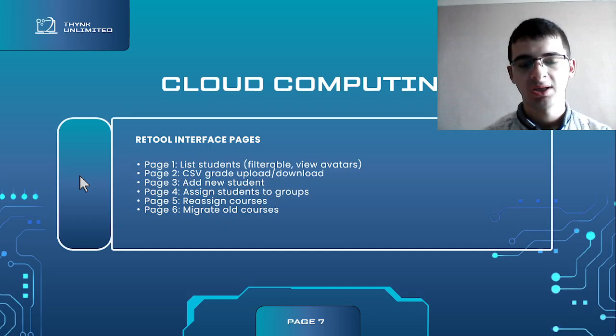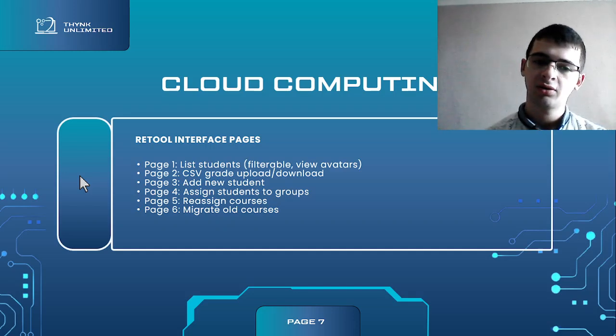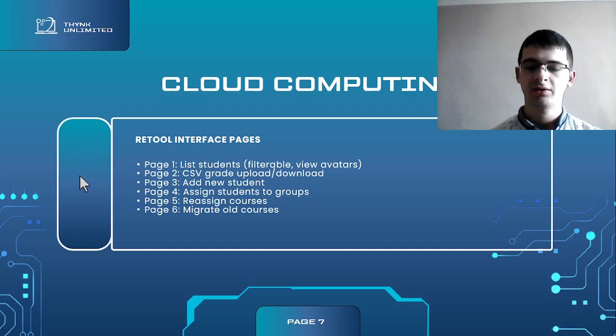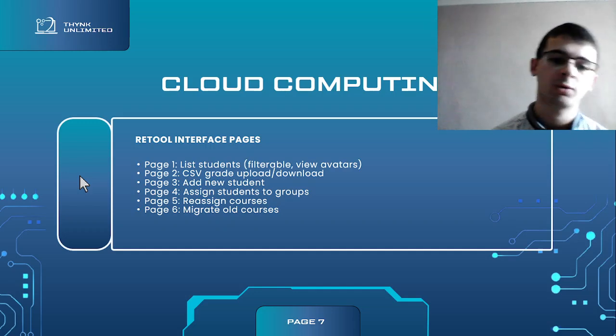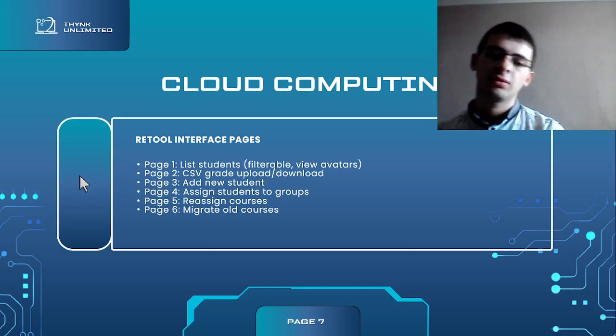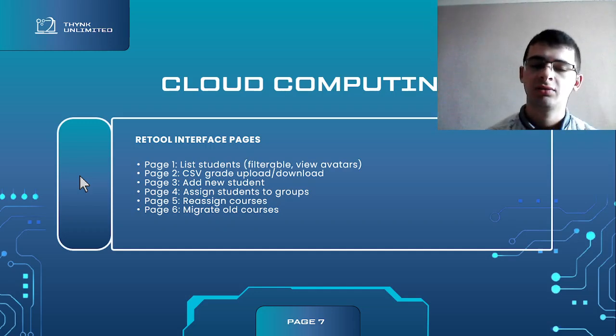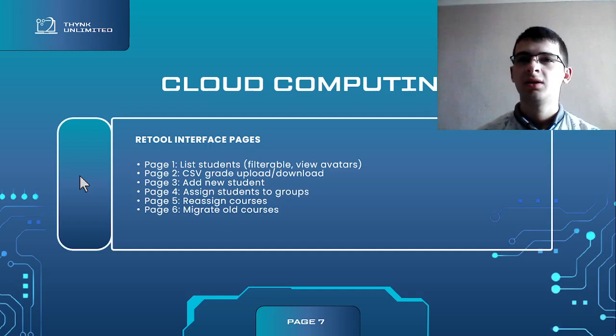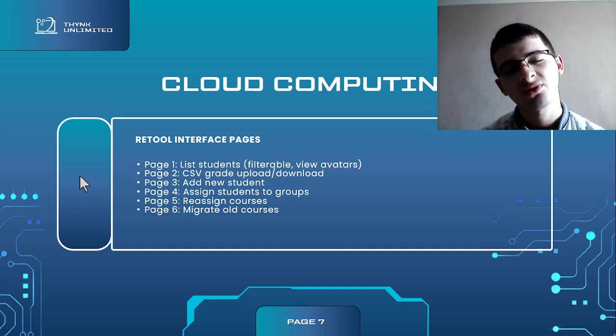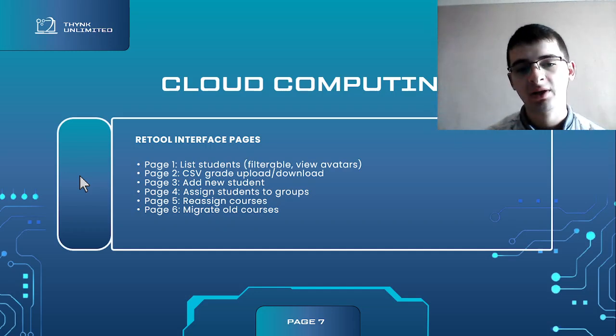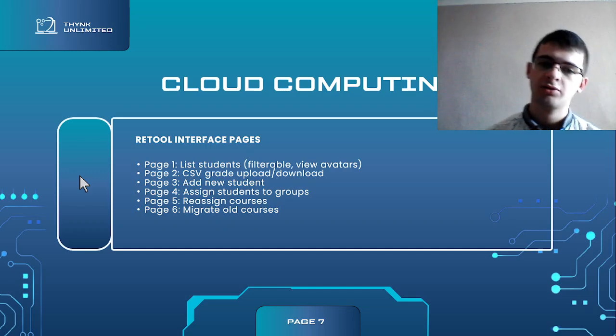The second page was just a page where you could download the table as a CSV, edit it locally, and upload it back and apply the changes. It was for convenience of professors mainly. The third was to add a new student, to register into the database, but it was mostly redundant because the students aren't registered one by one most of the time. It's a rare use case.